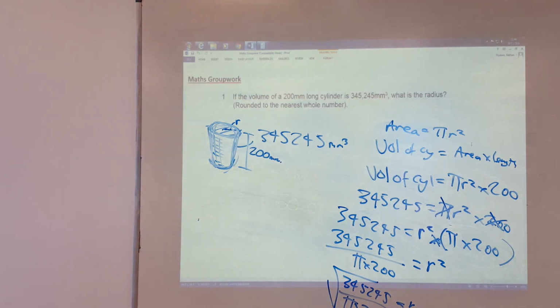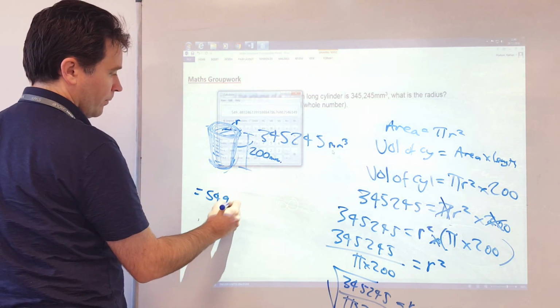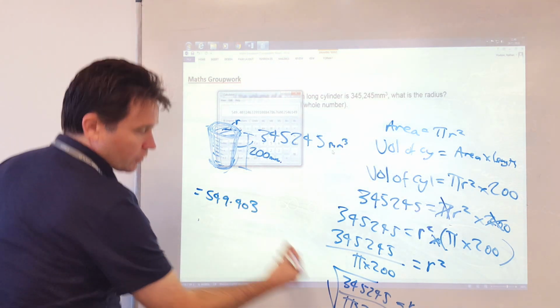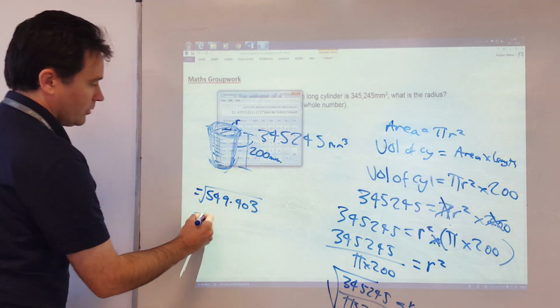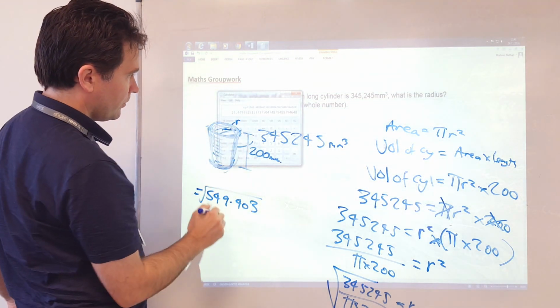Let's look at that on a calculator. So 345,245 divided by, I'm going to open a bracket, pi times 200, close bracket, equals 549.403. But remember, we've got to square root that. So if I square root that answer, I get an answer of 23.439.